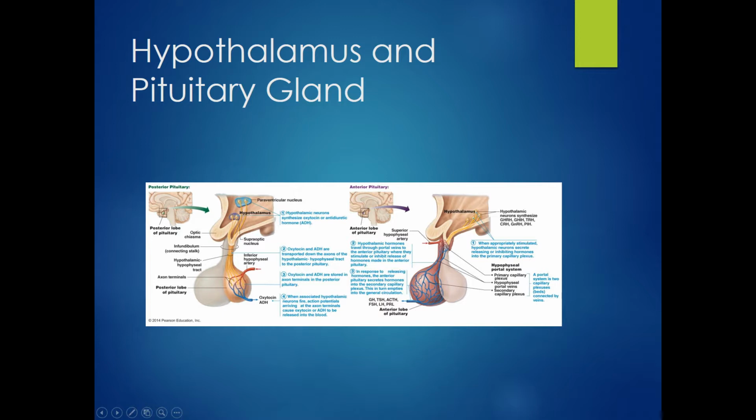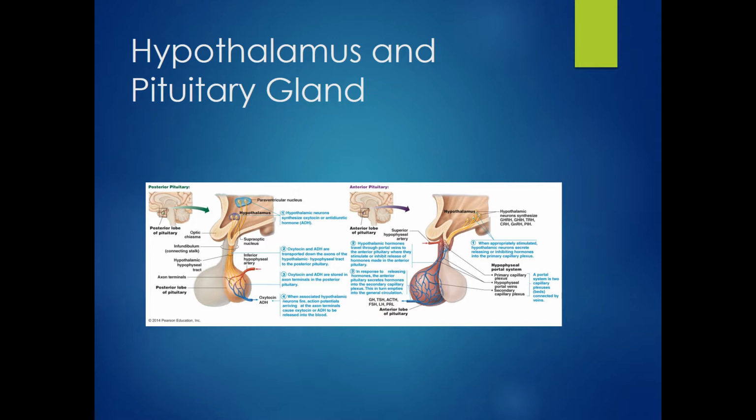And then when it's time to release those hormones, the neurons will fire, and like it says, the action potentials arriving at the axon terminals will cause oxytocin or ADH to be released into this capillary bed, into the bloodstream, and there they go. So that's the first relationship. Please make sure you remember there are no hormones made in the posterior pituitary.